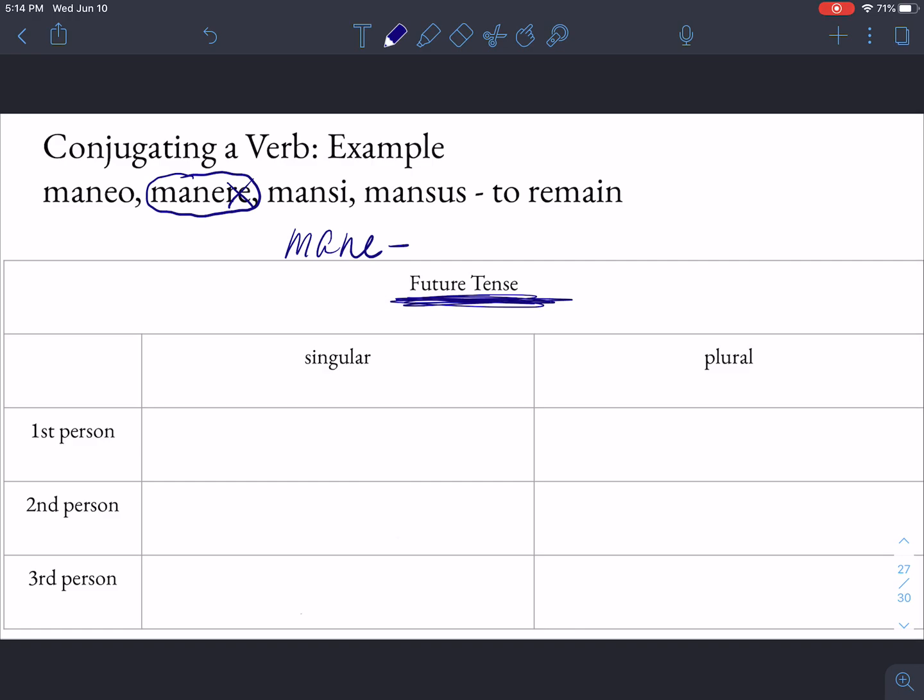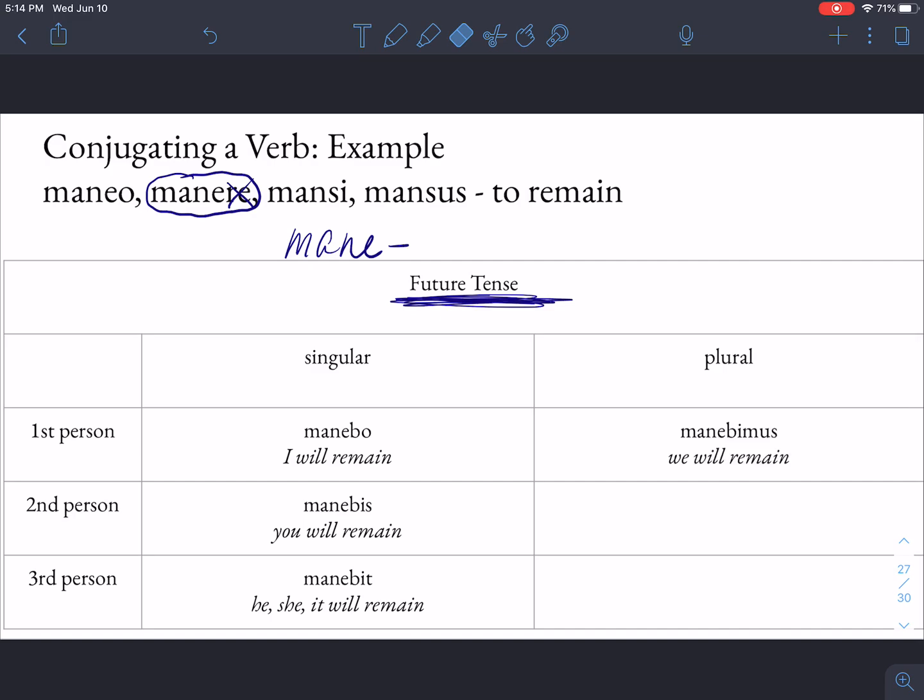So you've got manebo, I will remain. Manebis, you will remain. Manebit, he, she, or it will remain. Manebimus, we will remain. Manebitis, y'all will remain. And manebunt, they will remain.